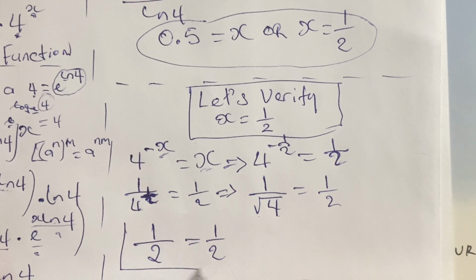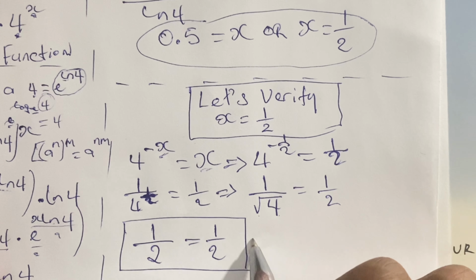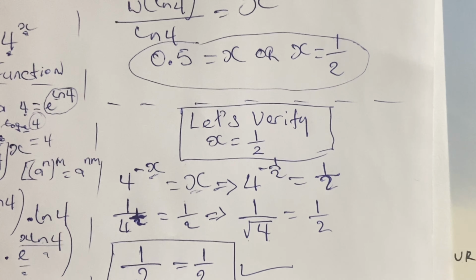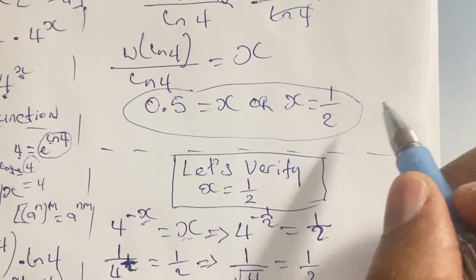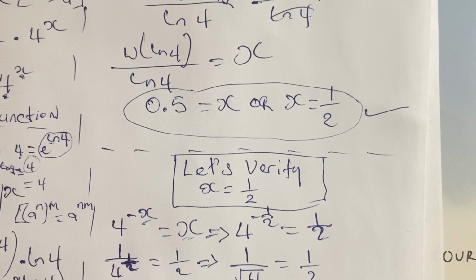And so there we have it. A half is equal to a half. And so we know that this is correct, and our solution of x is therefore true. x is indeed equal to a half, or 0.5.